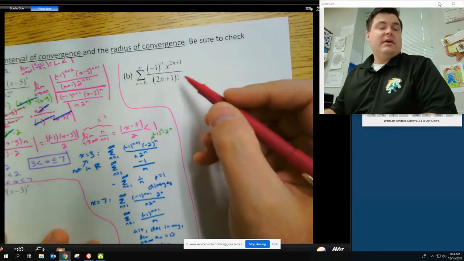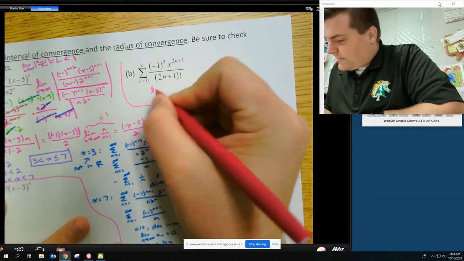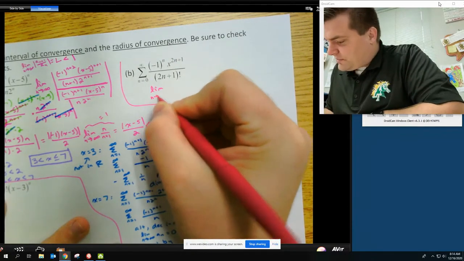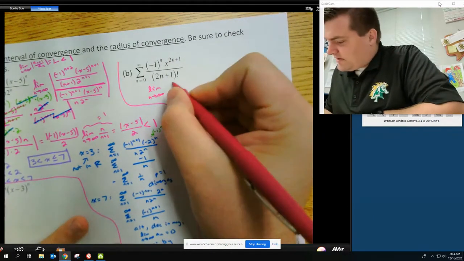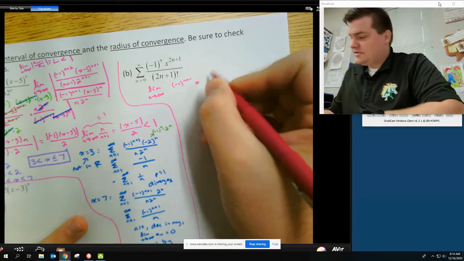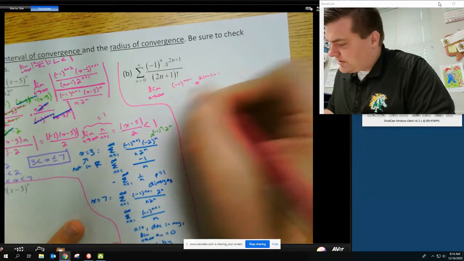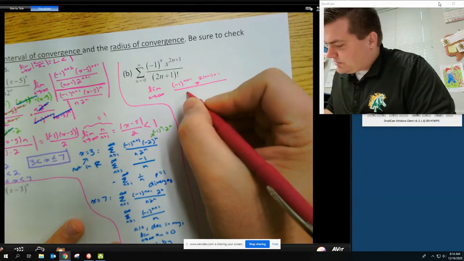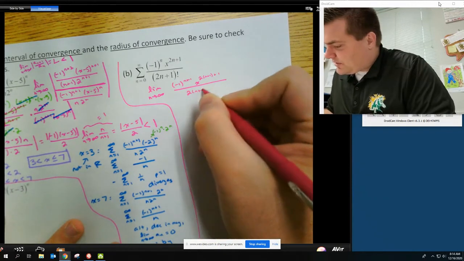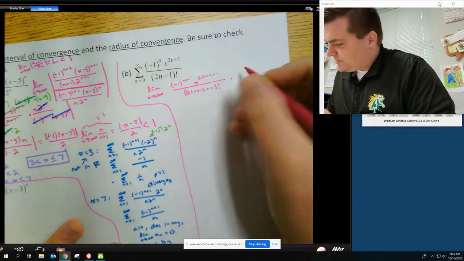Okay, so for B, same thing. We're going to do the n plus 1, so the limit as n approaches infinity of negative 1 to the n plus 1 times x to the 2n plus 1 all over 2n plus 1, times flip the original.